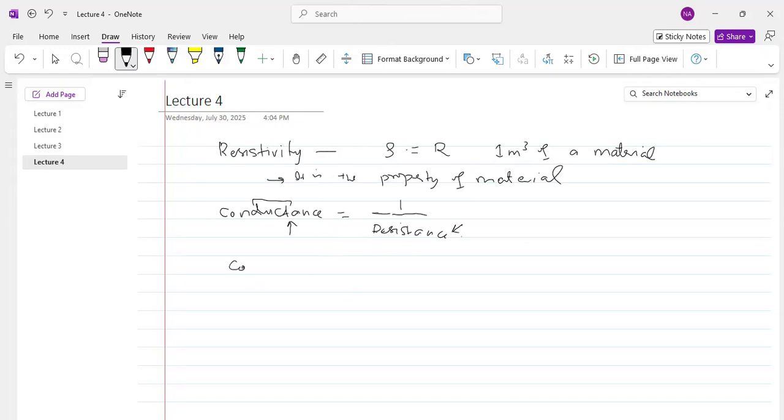Similarly, we can define the conductivity of a material as equal to the reciprocal of its resistivity.